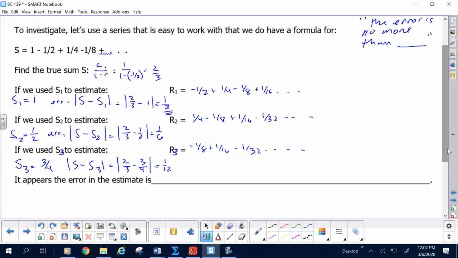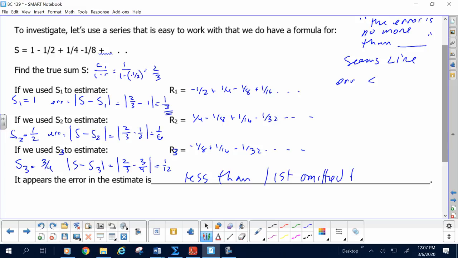The error seems like it's less than just the first term. Don't worry about the negative right now, I'll talk about that in a minute. But would you agree the error there is less than just the first term of the leftovers? You with me? And a sixth seems to be less than a fourth, and a 12th seems to be less than an eighth. So it seems like the error is less than, well, that's what I hear. It appears the error in the estimate is always less than the absolute value of the first omitted term.